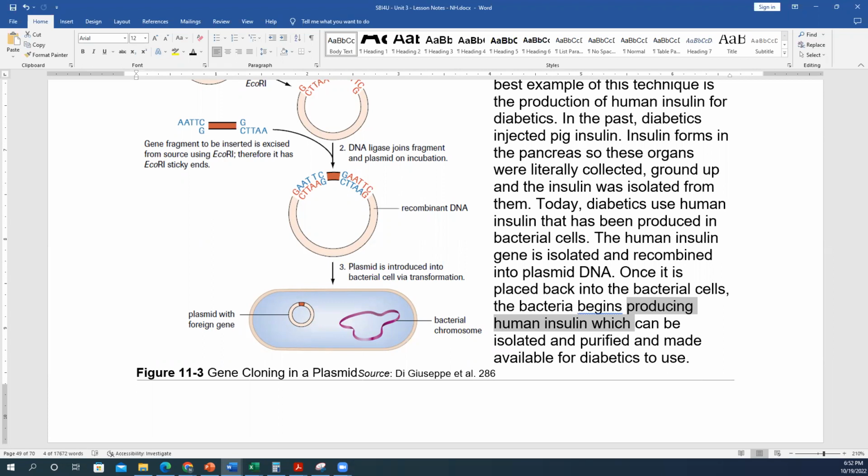But today diabetics use human insulin that has been produced in bacterial cells through recombinant DNA technology. So that human insulin gene is isolated and recombined into plasmid DNA. And once it's put back into bacterial cells, the bacterial cells start producing that human insulin, which then can be isolated and purified and made available to diabetics. So we no longer need to use pig insulin. We can actually use human insulin, which has much better results.